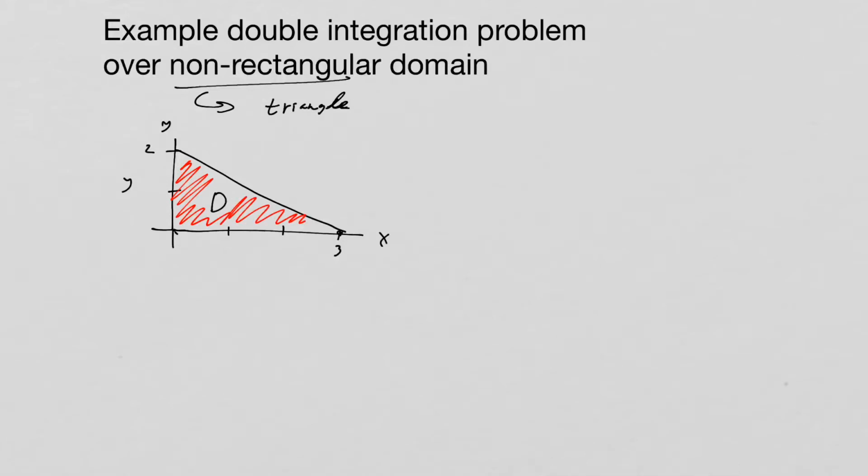We'll call that set D, and we have a function we want to integrate over. We'll say it's x squared times y. Again, this is just going to be a very straightforward first problem to solve involving integration over a non-rectangular domain. So the goal is to do the double integral of f of x comma y over the domain D dA.